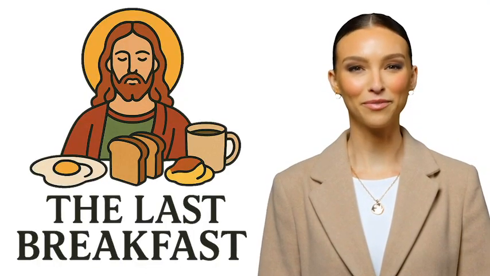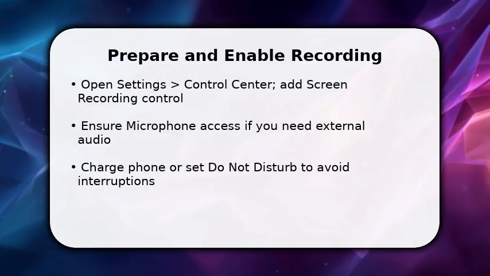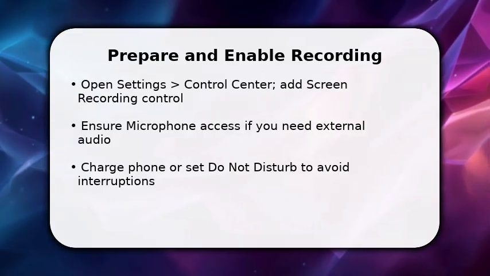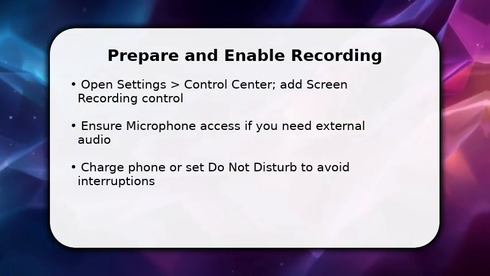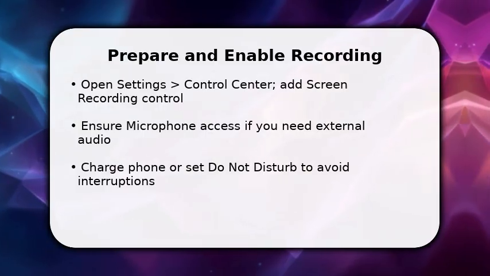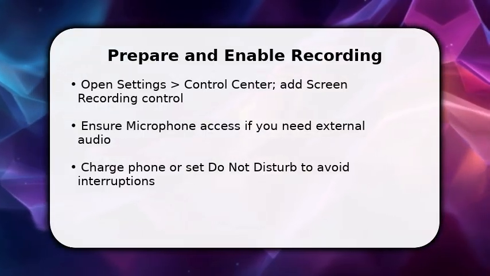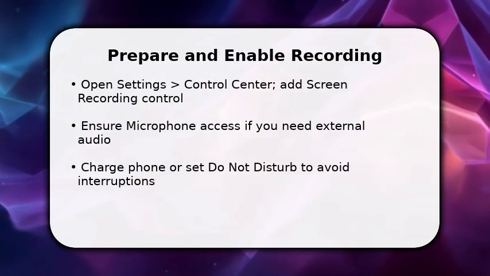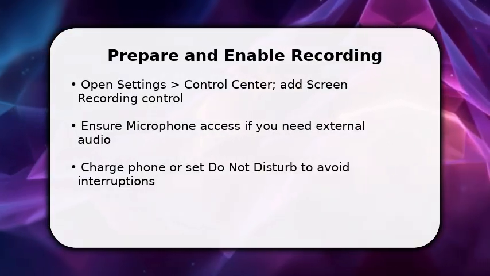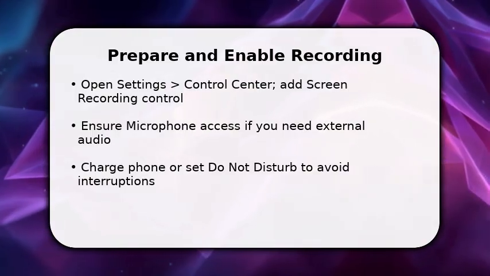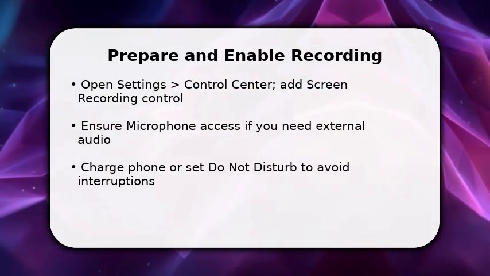Please enjoy the video. You start by enabling the control so recording is available immediately. Open Settings, tap Control Center, then add Screen Recording. This makes the red record button appear when you swipe. Once done, make sure microphone is enabled by long pressing the control later if you want voiceover. That's why you adjust it now.